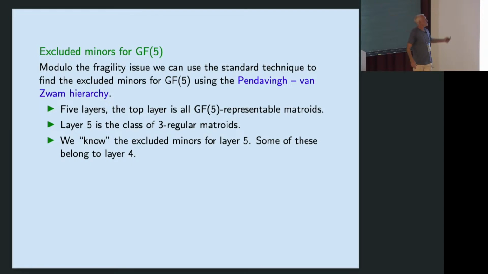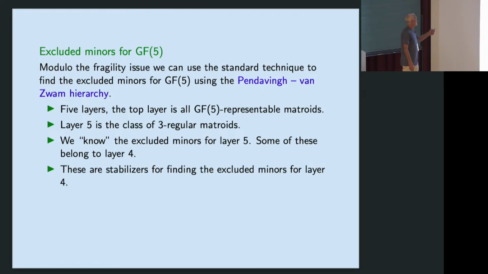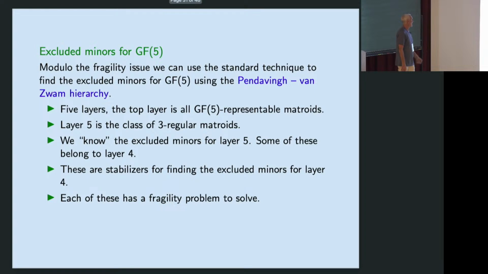But each time you get a more difficult fragility problem. And already you're at the very limits of our computational ability with current techniques. So in a sense, theoretically, you've got a way of going through these layers and getting the excluded minors for GF5, but each of these has a fragility problem to solve, and I think using the standard technique, it's just plain hopeless.